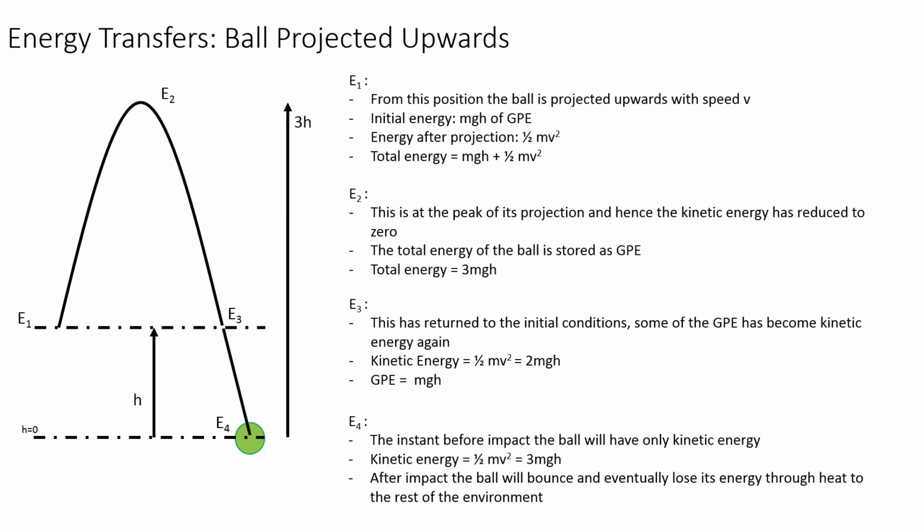Now if it continues its trajectory from here to the ground, the instant before the impact with the ground, the ball will have only kinetic energy. It's going to have h equals 0, so therefore the gravitational potential is going to be 0. So the whole 3mgh joules of gravitational potential energy had at E2 has become kinetic energy, therefore half mv squared equals 3mgh. And you could work out the speed by rearranging that equation, and if you knew h and the initial speed, then you'd be able to calculate that.